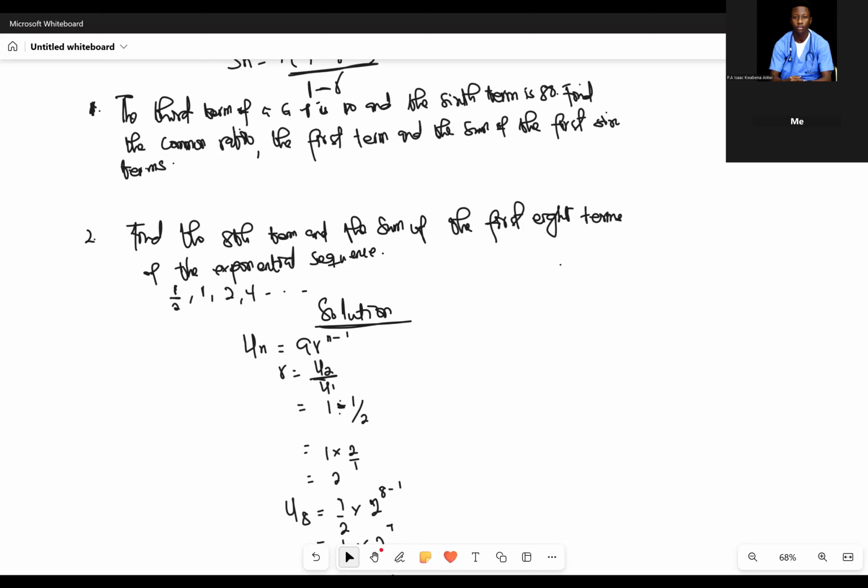So they said the third term is... yeah, so she wrote the formula AR exponent 3 minus 1. So U3 will be AR exponent 2. But the third term from the question is what? 10. Yeah, so U3 is equal to 10.